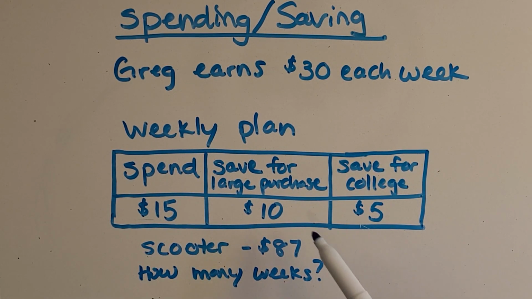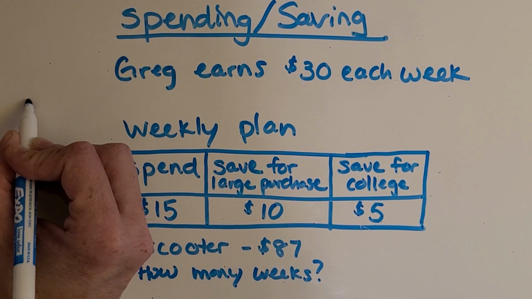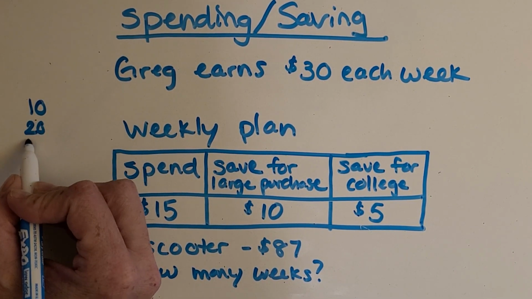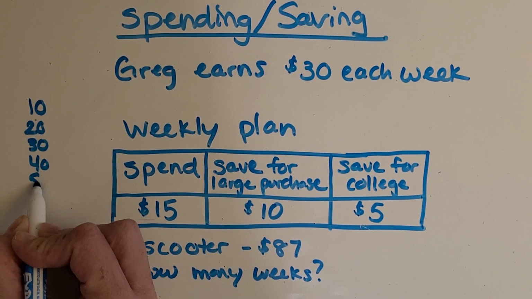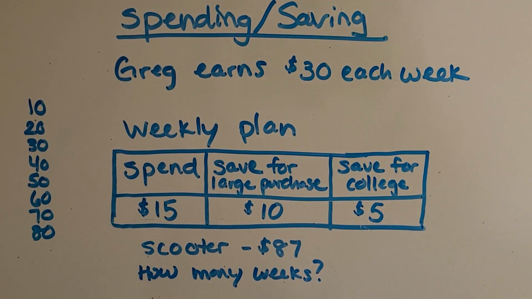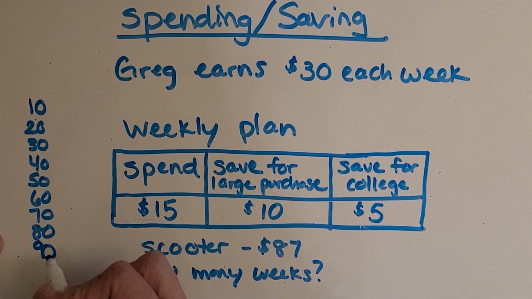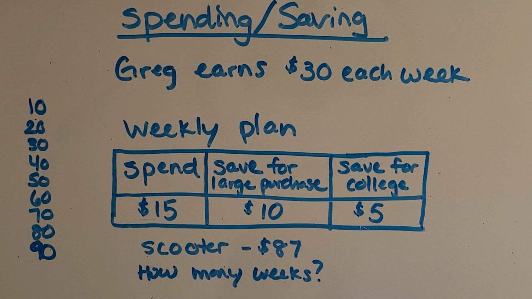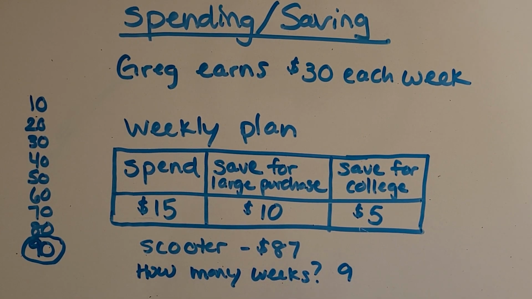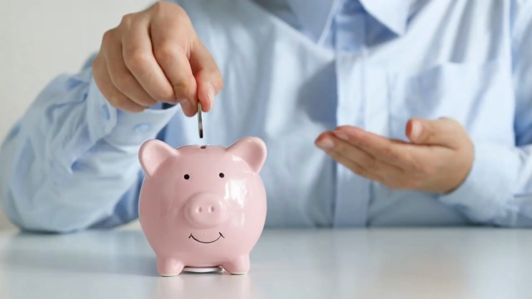All right, let's check your work. So since he's saving $10 per week, we know that 1 week he's going to have $10. 2 weeks, he'll have 20, right? 3 weeks, 4 weeks, 5 weeks, 6 weeks, 7 weeks, 8 weeks. Okay, now what do you think? Can I stop there? I'm at 80. Oh, but I need 87. So I am going to have to go to 9 weeks. And even though that's a bit over 87, now I have enough to cover the scooter. So 9 weeks of saving. All right, awesome, great job.